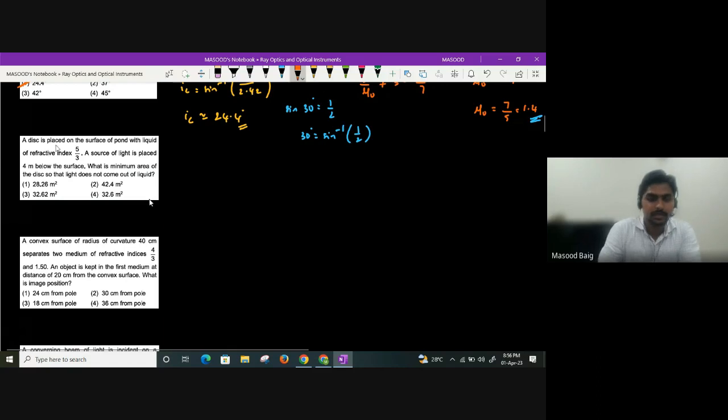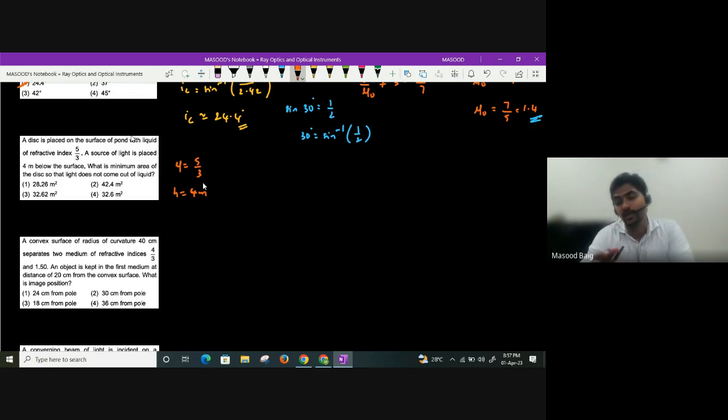Next question. A disc is placed on the surface of a pond with liquid of refractive index. So mu value is given. How much is it? 5 by 3. A source of light is placed 4 meters below the surface. H is also given, 4 meters. They're asking what should be the minimum area. I told you two cases, guys. Maximum area through which fish can see the outside world. Minimum area of the disc that has to be placed on the surface such that I'm stopping refraction from taking place, means such that light is not coming out. So what would be the minimum area, beta?